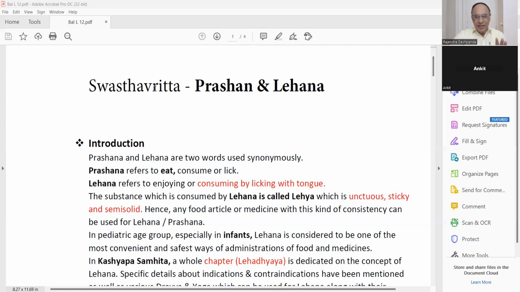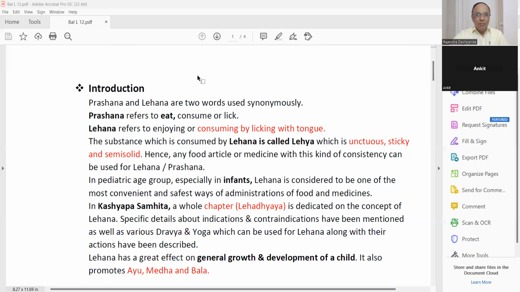I am sorry, I think this topic is not of Shashtha. There is a printing mistake. This topic is from the Bala Roga. I am extremely sorry, the printing mistake is there. Please excuse me. So, Prashana and Lehana.